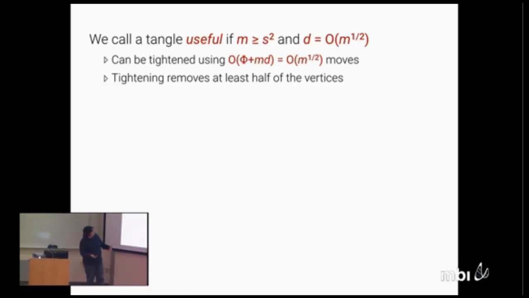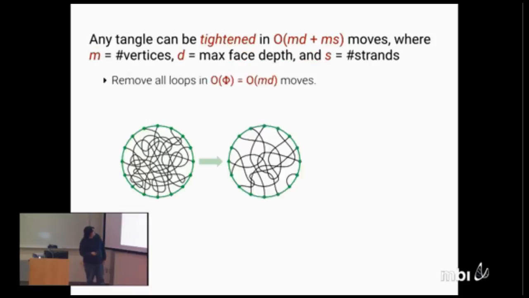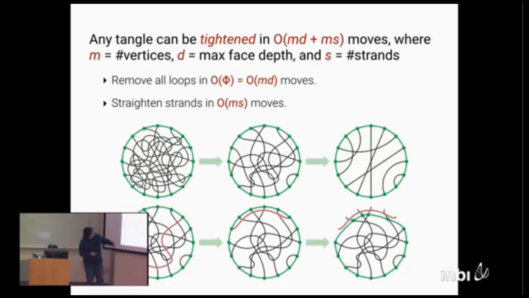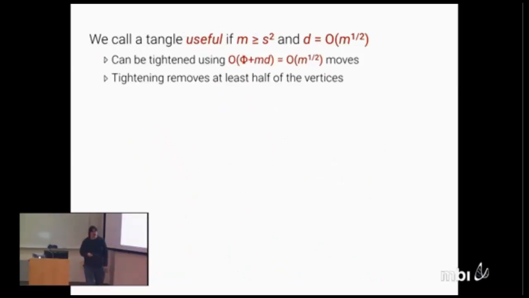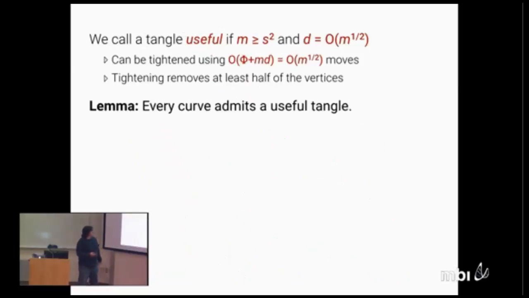And the second thing is that I also want the maximum depth of the tangle to be small. And then using the algorithm from the previous slide, that means I can plug in d is square root of m and s is square root of m, and this whole thing simplifies down to just m to the 3/2.